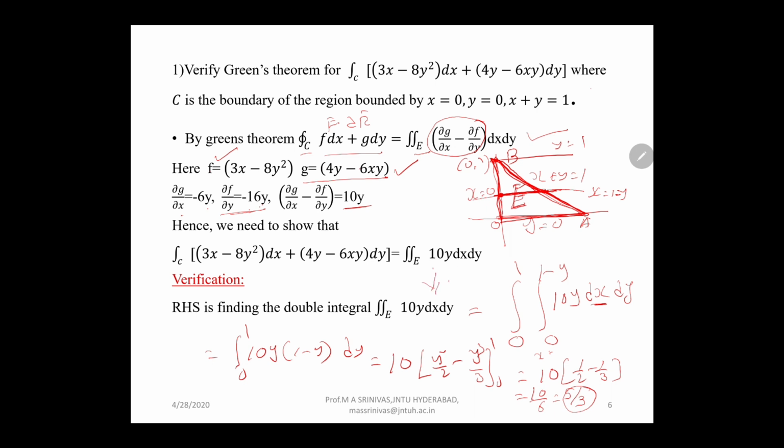What I got on the right hand side is 5 by 3. I have to get the left side also 5 by 3. Then the theorem is correct. So I will now find out the left hand side. What is the left hand side? Left hand side is finding the line integral. Here I am drawing that figure once again. So this is OAB. OAB is the curve. OA, AB, BO is the curve.